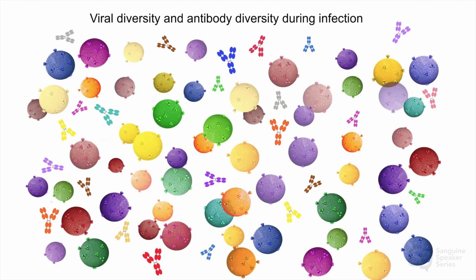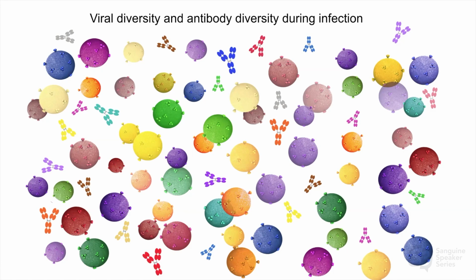So it's been estimated that there are more different strains of HIV inside a single infected person than there are strains of influenza virus in the world. So you can see that this is a real problem for both your immune system and for making a vaccine.